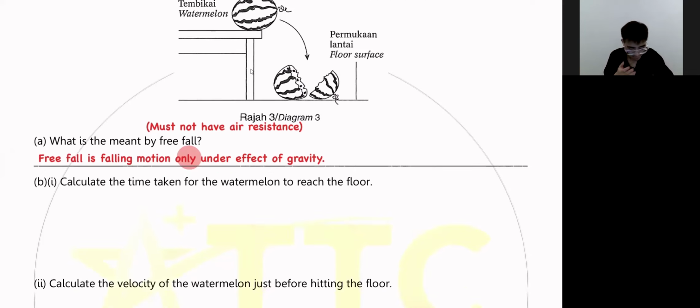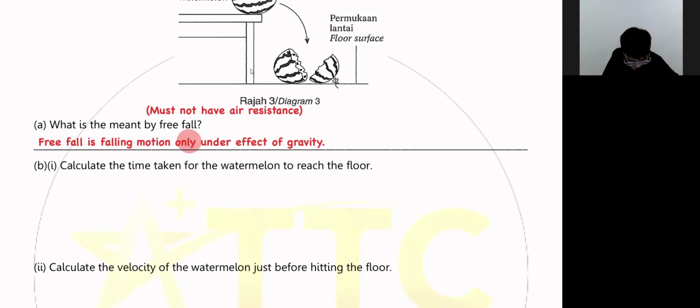Okay. So for B1, the question asks you to calculate the time taken for the watermelon to reach the floor. So how long will it take for the watermelon to reach the floor? The time taken for the watermelon to reach the floor can be calculated using this method. Do you remember the linear motion equation?